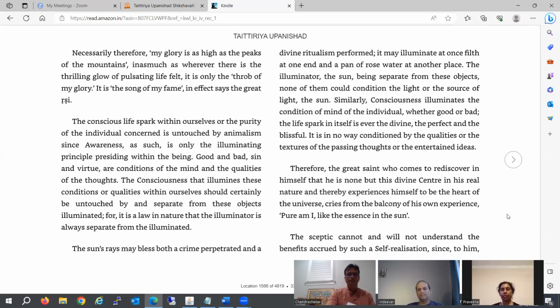Similarly, consciousness illuminates the condition of mind of the individual. Whether good or bad, the light spark in itself is ever the divine, the perfect and the blissful. It is in no way conditioned by the qualities or the textures of the passing thoughts or the entertained ideas. Therefore, the great saint who comes to rediscover in himself that he is none but this divine center in his real nature, and thereby experiences himself to be the heart of the universe, cries from the balcony of his own experience, pure am I, like the essence in the sun. So, what is it? Pure am I, like the essence in the sun?